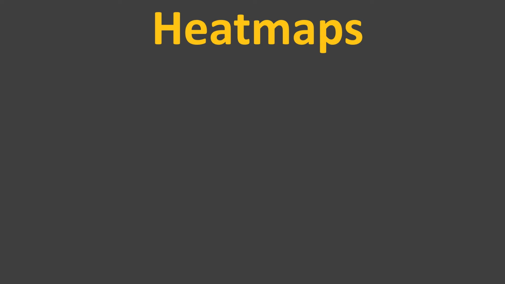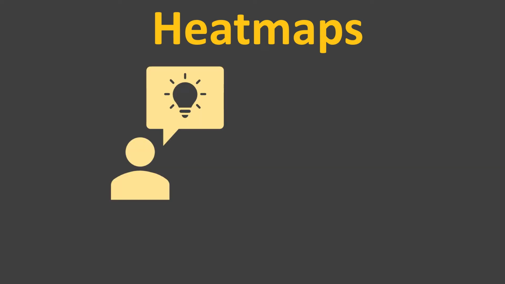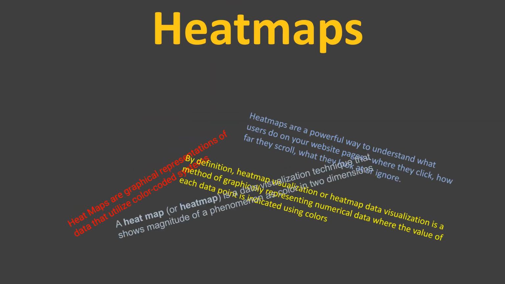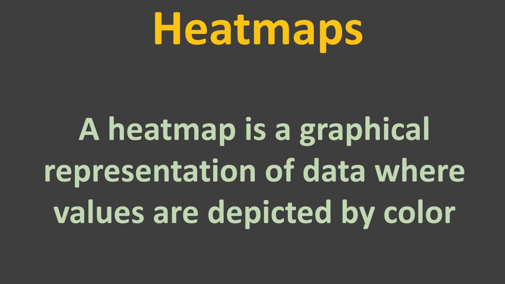Now, what is the definition of heat maps? When I started thinking about it, I thought of googling it, and guess what, when I googled it, I got a number of definitions and I was completely puzzled. Thankfully, I got one which I really liked, and that says a heat map is a graphical representation of data where values are depicted by color.